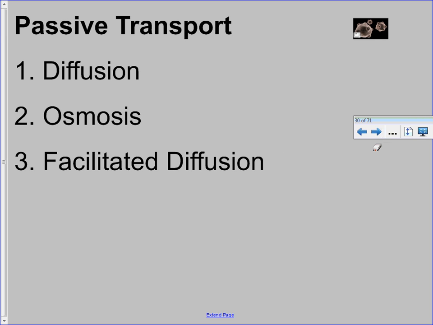So now we're going to get more specific. Last slide I said these are two general ways cells move things in and out of the membrane. Now, looking at just passive transport, there are three different ways in which cells move things through the membrane without using energy. Those ways are diffusion, osmosis, and facilitated diffusion. All three of these have something to do with diffusion. Osmosis is the diffusion of water. So that's one way to remember the three types of passive transport. All three have to do with diffusion.